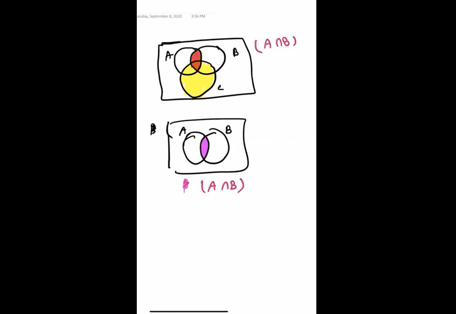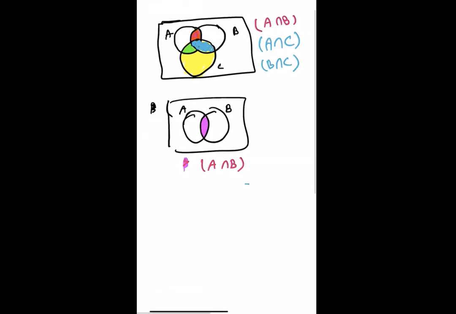Okay, tell me what is this part? A intersection C. Exactly. So that's A intersection C. Now, and obviously this part, how about this part? B intersection C. Okay. So now, let me go back and draw this one more time.